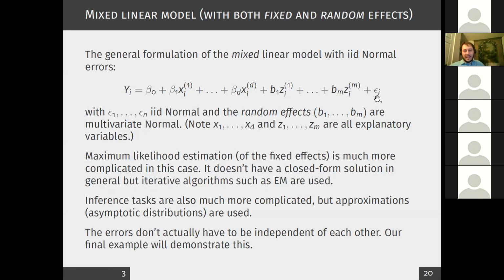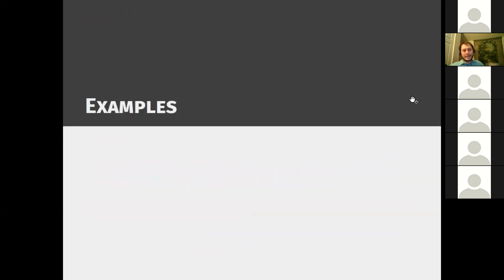And by the way, these epsilons don't actually have to be independent of each other. That's usually the assumption for linear modeling, but in our final example, we're going to have errors that aren't independent of each other, and we're still going to be able to deal with it with mixed effects modeling. All right, so that's the end of the theory.